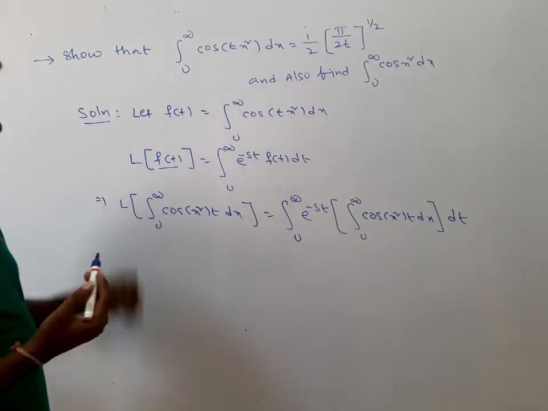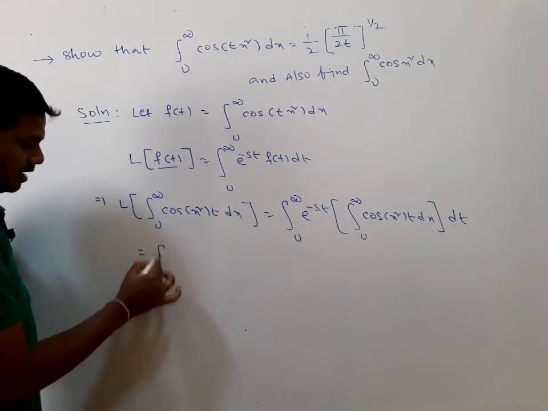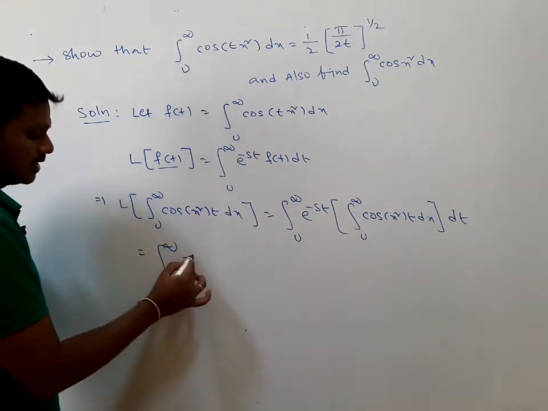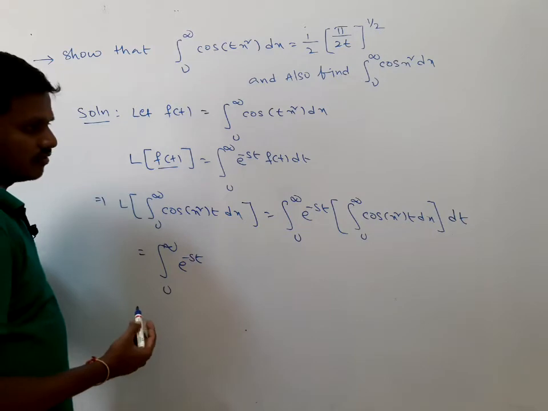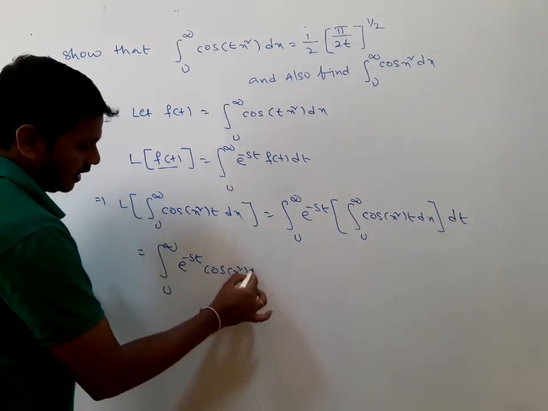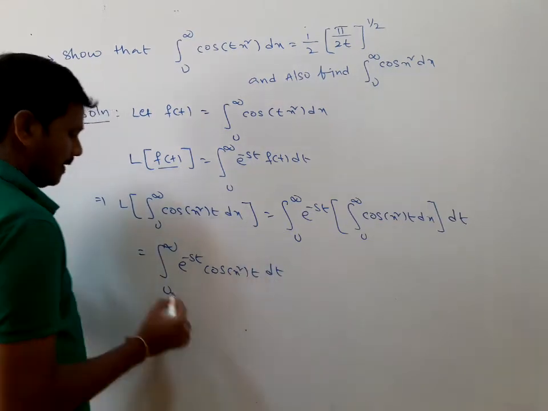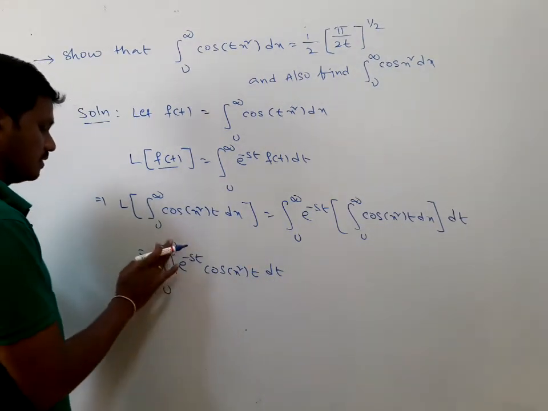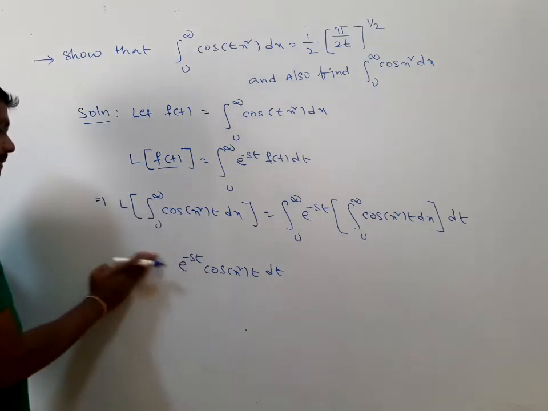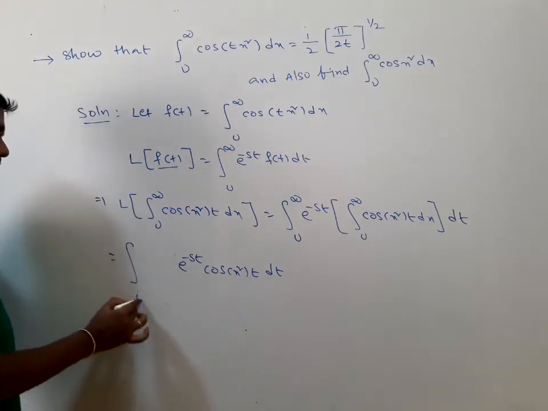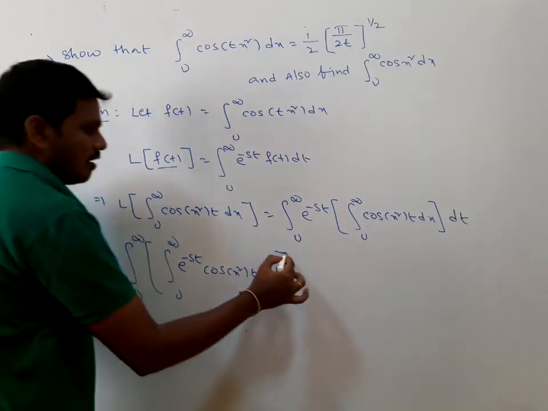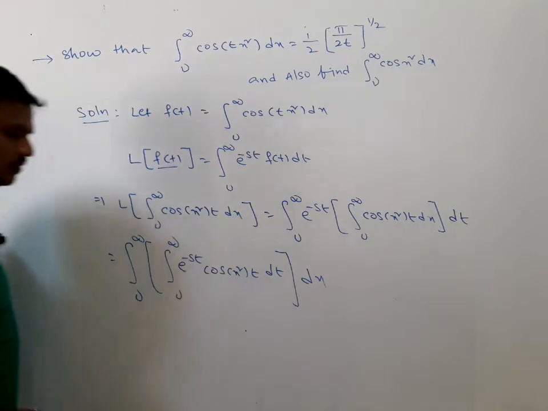First, changing the order of integration here: integral 0 to infinity, the limits are the same. e to the power of minus st, here it is cos x square t dt, changing the order of integration to integral 0 to infinity of dx. Is it clear?